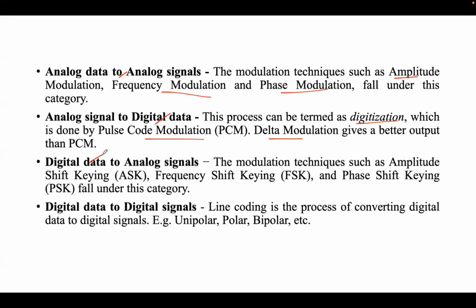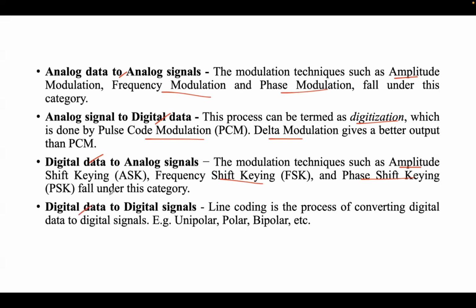You convert binary values into changes in a carrier wave, and that process is nothing but digital to analog modulation. Some of the modulation techniques that fall under this category are amplitude shift keying, frequency shift keying, and phase shift keying. The example for this is that old dial-up internet used modems to convert digital computer data into analog signals.